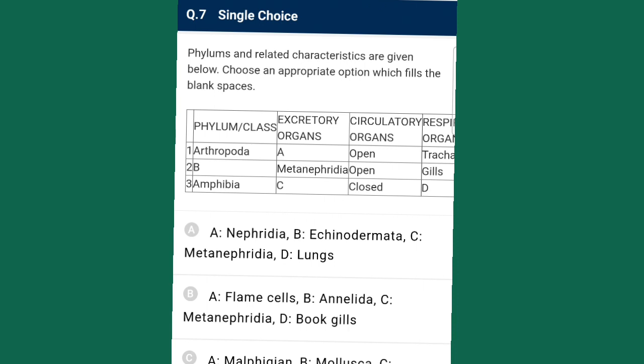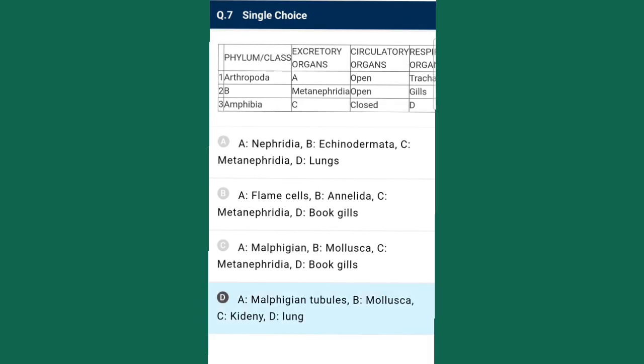Amphibia possess two kidneys located dorsally in the body cavity, which help in excretion of waste. So the answer for this question is option D. Malpighian tubules, mollusca, kidney and lung.